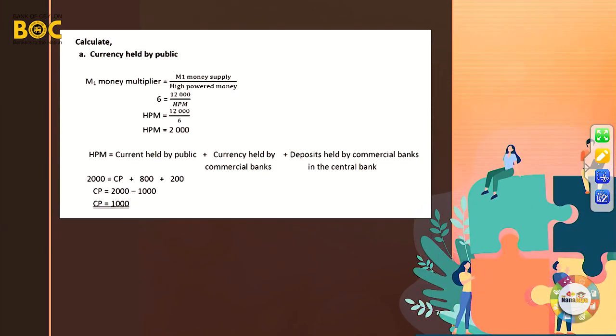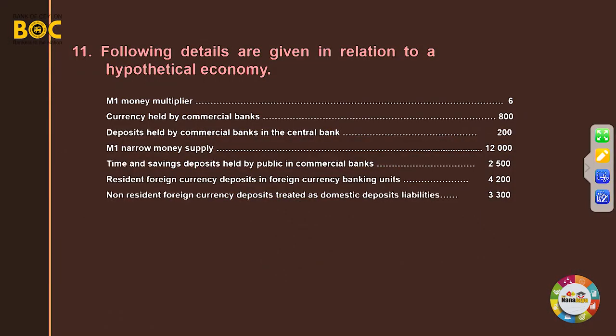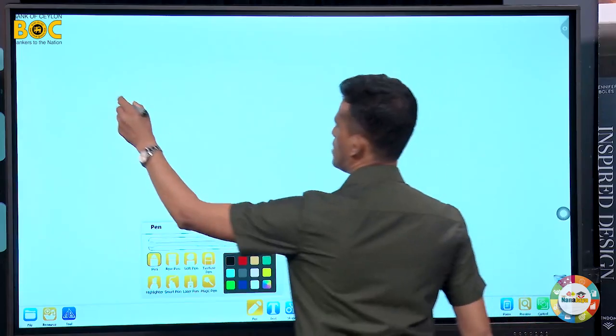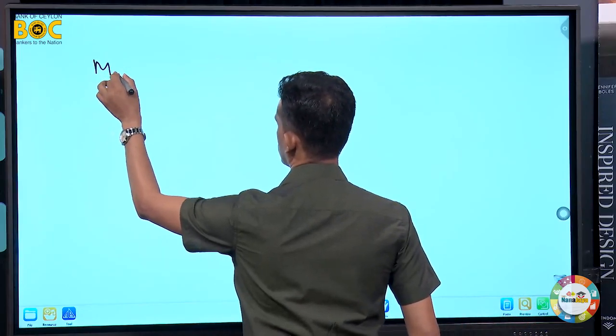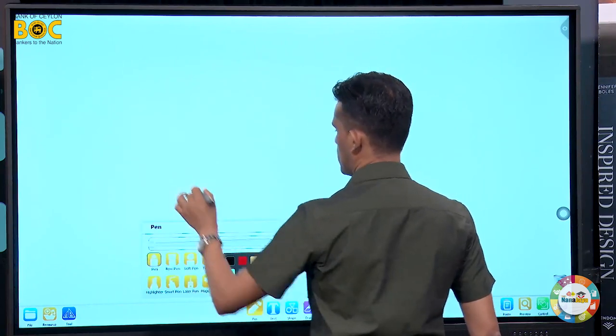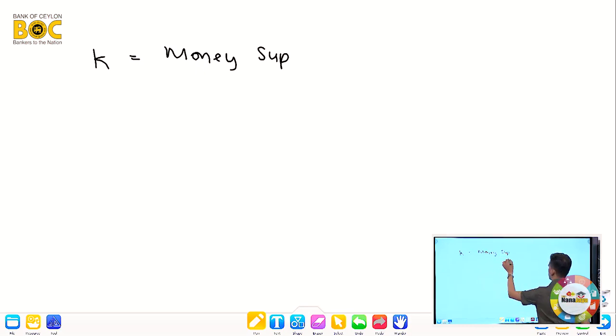So the first part of the question is to calculate the currency held by public. Based on this, we are supposed to calculate the currency held by public, PVC. So based on this information, they have given us the M1 money multiplier. How do we calculate the M1 money multiplier? The money multiplier is calculated by, we are representing the money multiplier with K, using the formula money supply divided by high powered money.